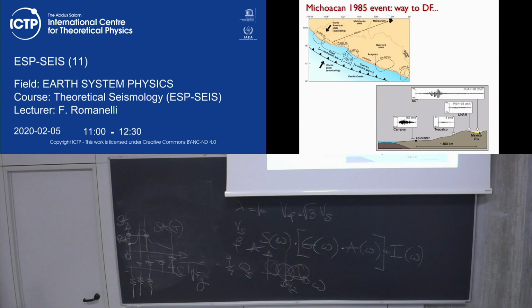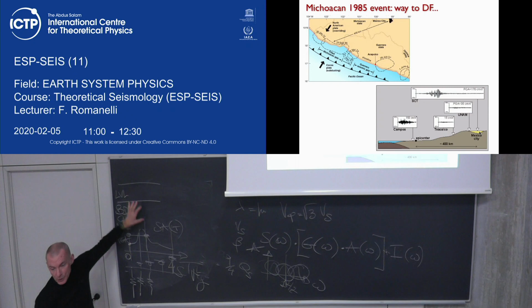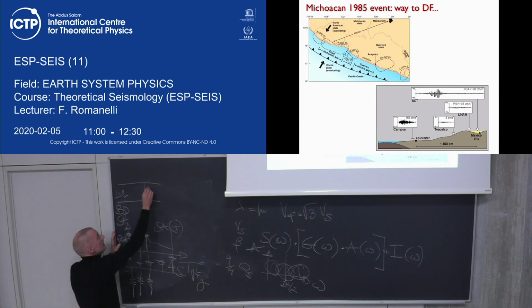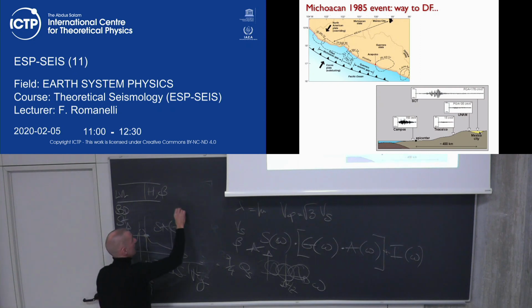It's a rough and simple answer. If you have a low velocity layer over bedrock, like sediments over a solid rock, and you have a thickness h here, and beta is the S-wave velocity of that layer, the answer is that the largest frequency to be amplified will be this.